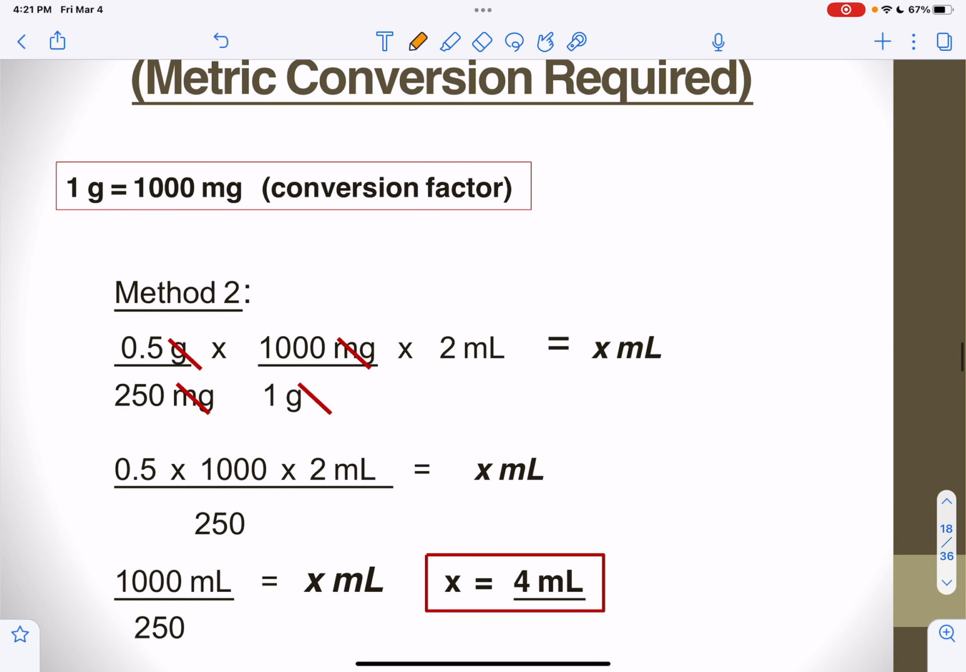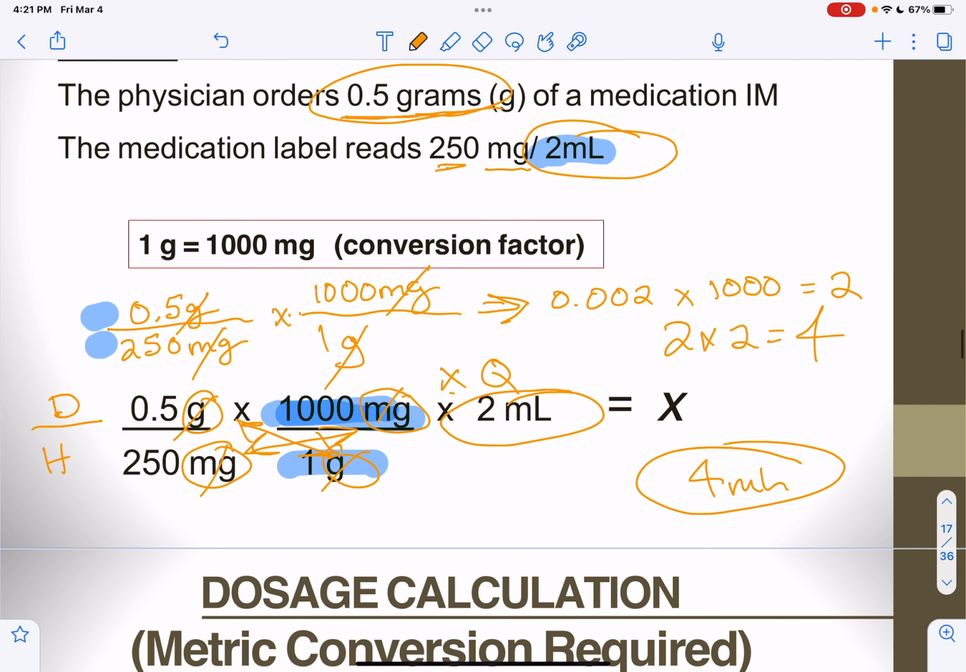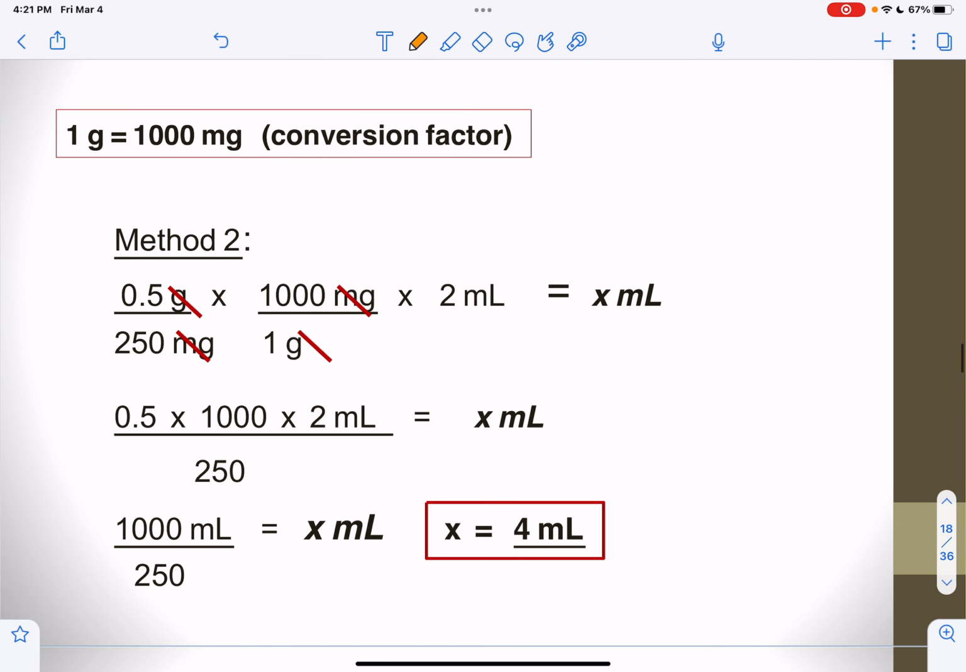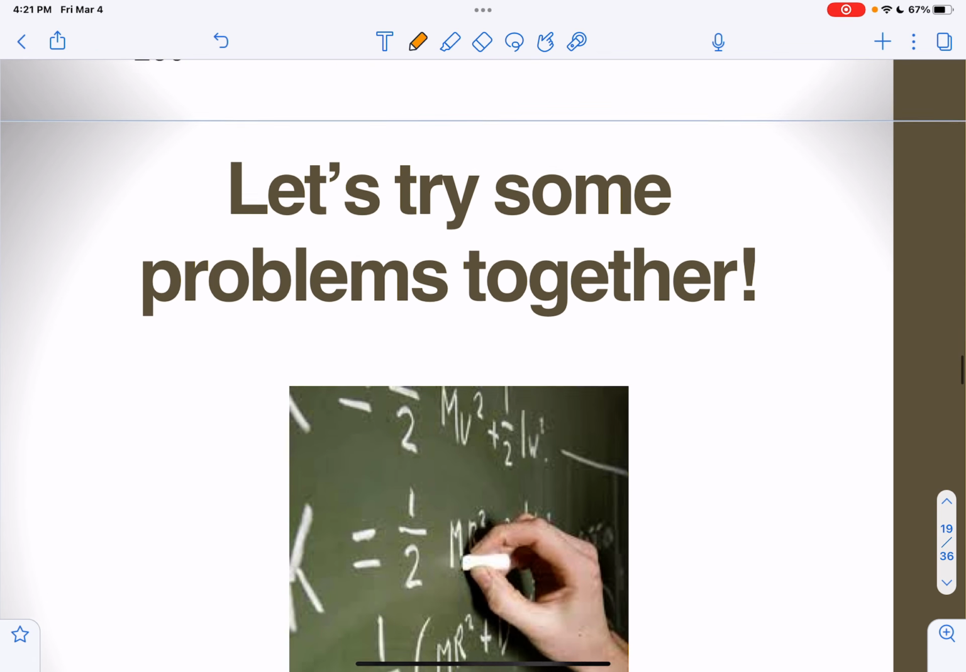And here's another way of thinking of it. You can put them all together into one when you cancel these out. Milligrams, milligrams, grams, grams, and then you can put them all here together. 0.5 times 1,000. See, I did that step first. And then times 2 milliliters, and then divided by 250, and we end up with 4 mLs.